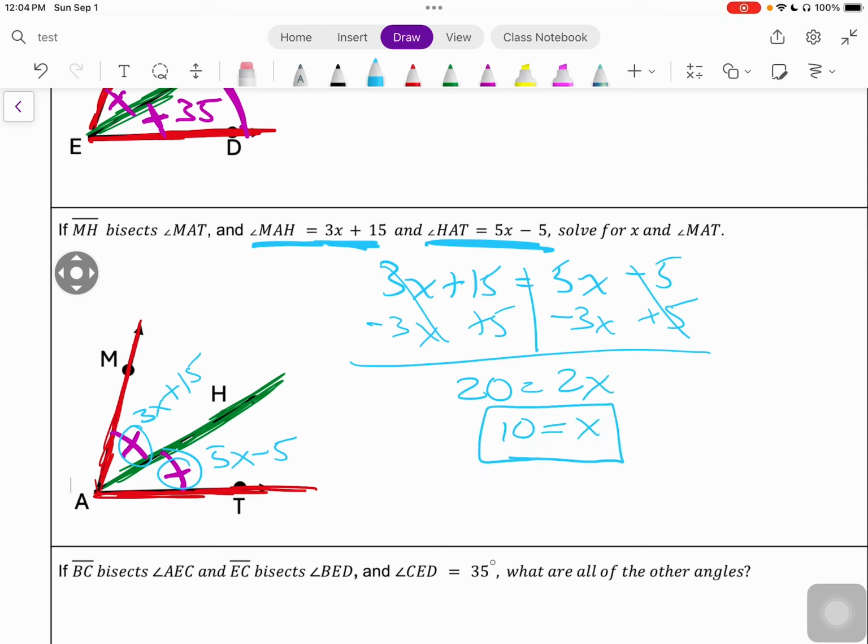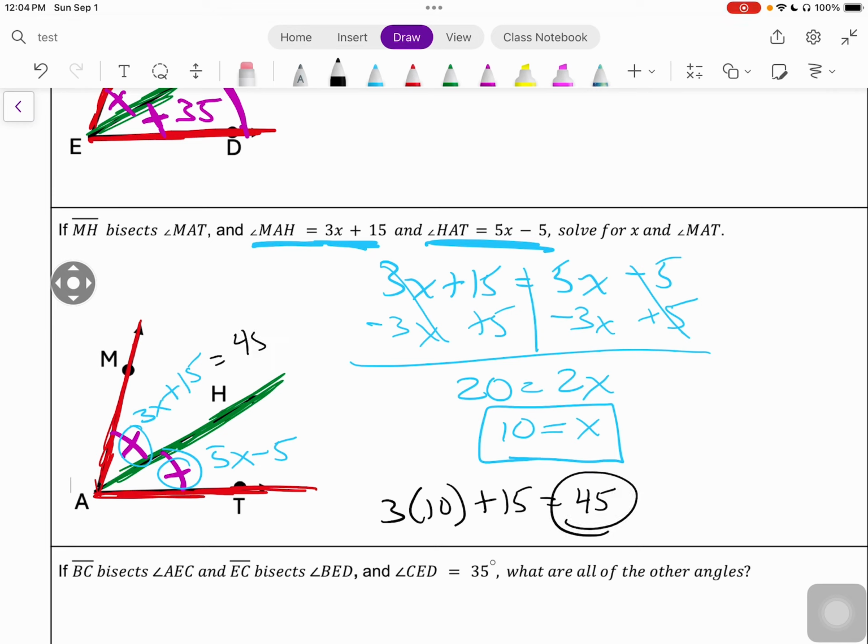Now, the question does say solve for MAT over here. So what I have to make sure that I do is I take this 10 and I plug it back in. It's going to give me 45. So this is 45. This is 45. The whole thing would be, or MAT, the whole thing would be 90 degrees. The whole thing would be 90.